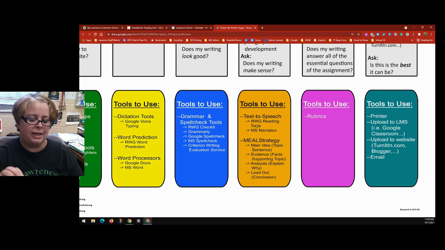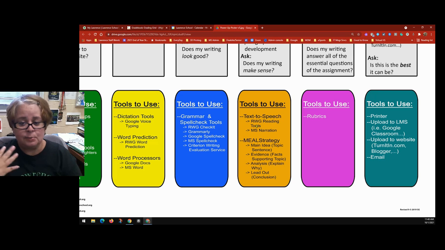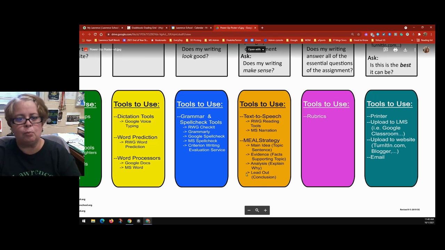Listening back to what you've written with a tool like Read and Write for Google is not going to automatically correct it for you. Your eyes will lie to you, but your ears will not. So if you listen to it, you're going to hear if things sound good or hear mistakes. Maybe you used the wrong word and it's spelled correctly, but it's the wrong word. You'll hear those things when you listen. So make sure you're listening to everything you wrote.